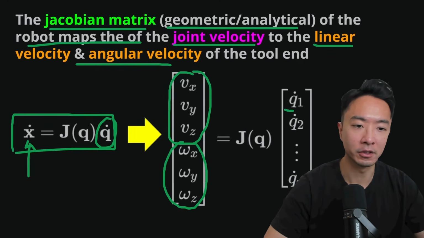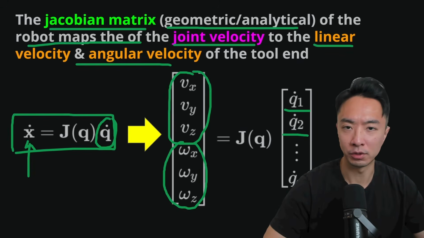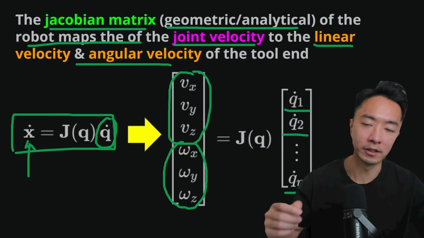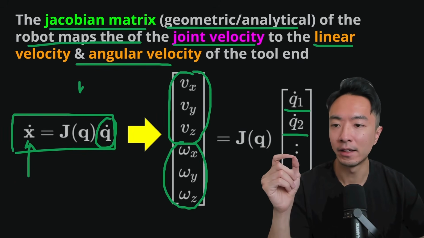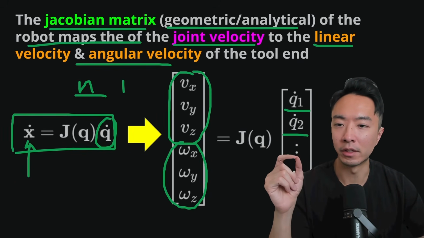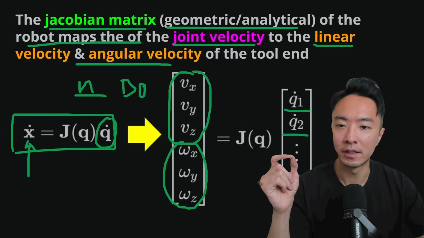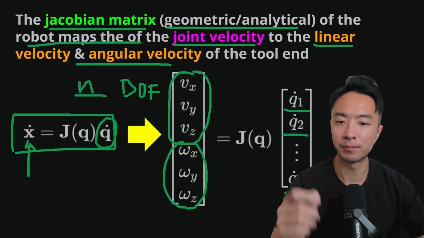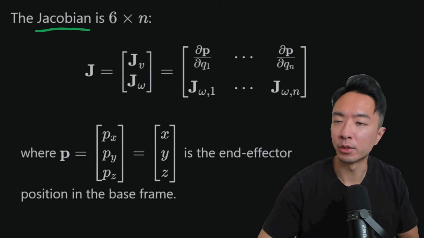You can see right here, q1 dot, q2 dot, all the way up to qn dot. Assuming you have n, this n here is the number of degrees of freedom, DOF. In this case, we could have a 2 degree of freedom or 6 degree of freedom robot. Now, the Jacobian in its most general form is a 6 by n matrix.